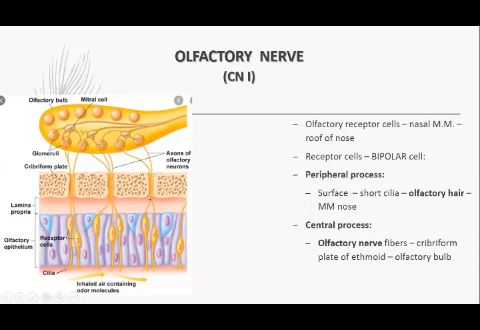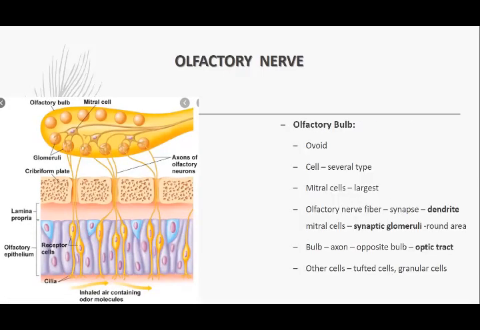Now this olfactory nerve passes through the cribriform plate. The holes in the cribriform plate transmit the olfactory nerve, and these olfactory nerves go and relay in the olfactory bulb. From the axons of bipolar cells the olfactory nerve was formed. The olfactory nerve passes through the cribriform plate, and from there it goes and relays in the olfactory bulb.